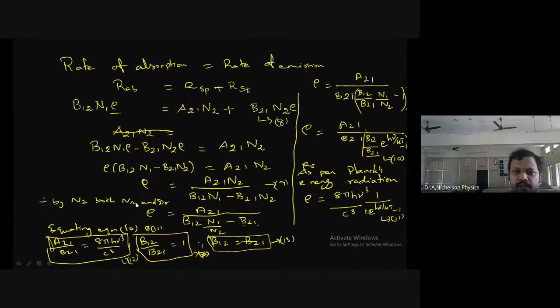And now we are dividing the numerator and the denominator by N2. So only here the N1 by N2 term will come. Here N2 cancels, here also N2 will cancel.